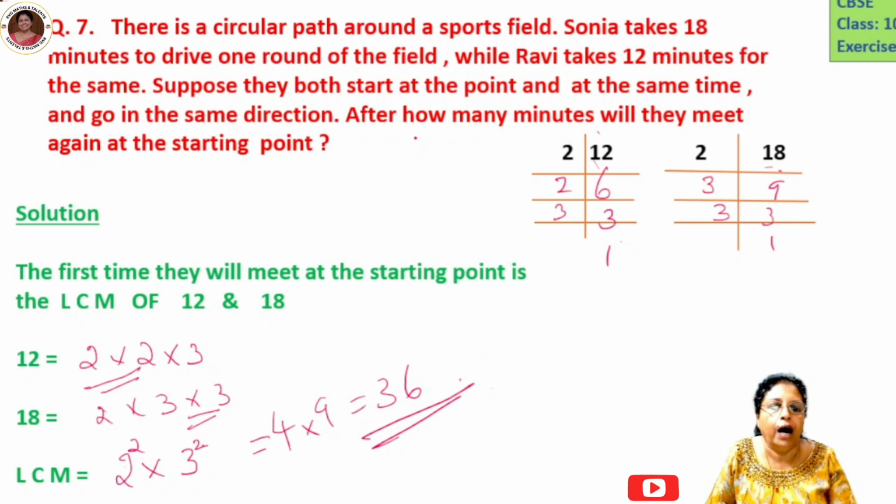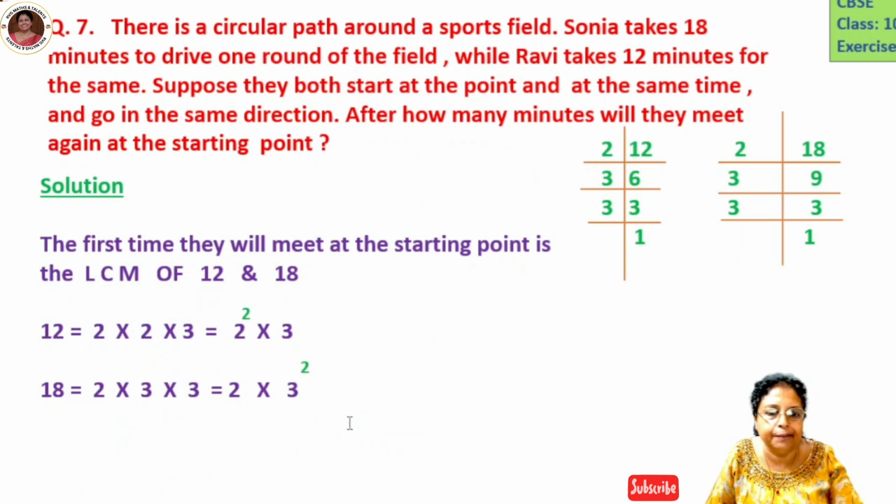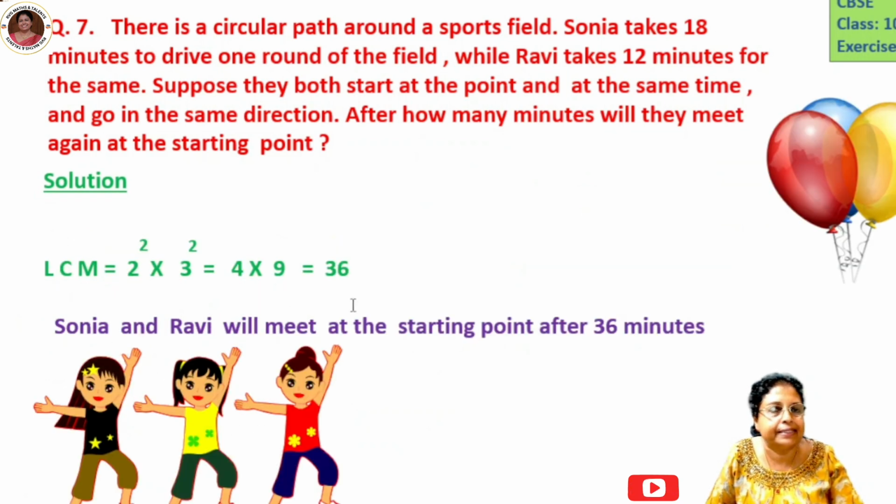That means after how many minutes will they meet? That is after 36 minutes they will meet. Have you understood? Is it easy? So factorization is done here. Then we got LCM as 36. That means Sonia and Ravi will meet at the starting point after 36 minutes. So you got the answer. I think all of you understood it very well.